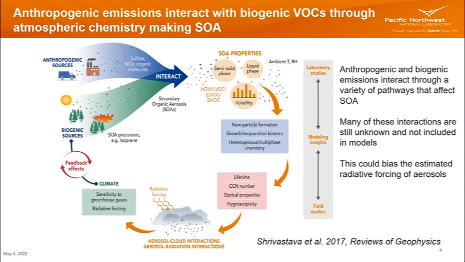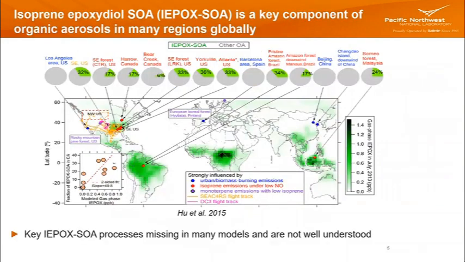So given this motivation in mind, I'm going to focus on one component of SOA, which has received a lot of attention in the past decade, and that's isoprene epoxydiols. About a couple of decades ago, it was thought that isoprene does not make much SOA. The previous chamber studies in the 80s were not making much SOA from isoprene itself. But then a decade ago, there were these findings about isoprene epoxydiol SOA, which is made by multi-phase chemistry.